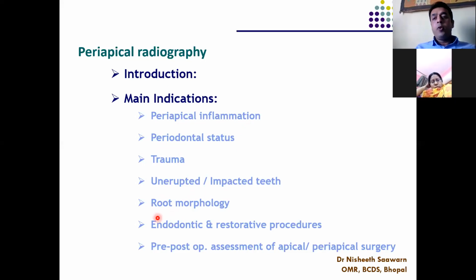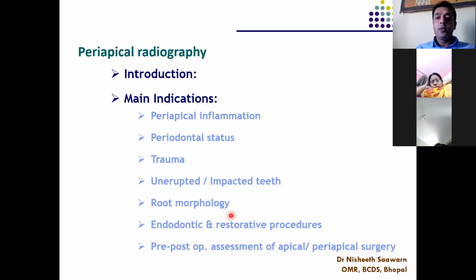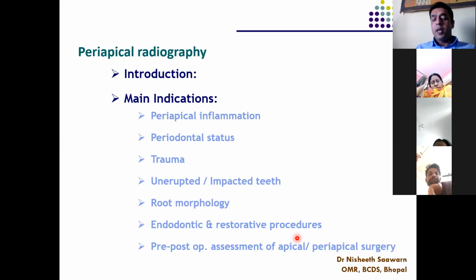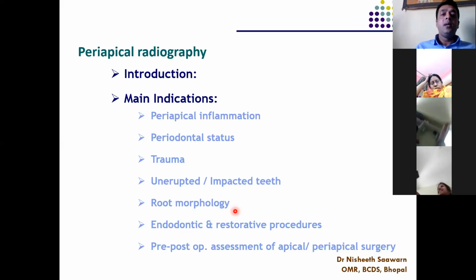When we want to see the morphology of the root, when you want to extract the tooth for some reason, or you want to do root canal treatment, then you want to see the morphology. If the root is tilted or dilacerated, you know from surgery that if you apply force, the tooth will break. So in those conditions, we need to make periapical radiography. Then endodontic treatments, sure. And for restorations, if you want to do some restoration of the tooth, at that time we need to make it. And pre and post operative assessment of periapical surgeries. Whenever we want to see the periapical area, we will make the periapical radiograph. So these are the indications. Many times the indications for periapical radiography will be asked.